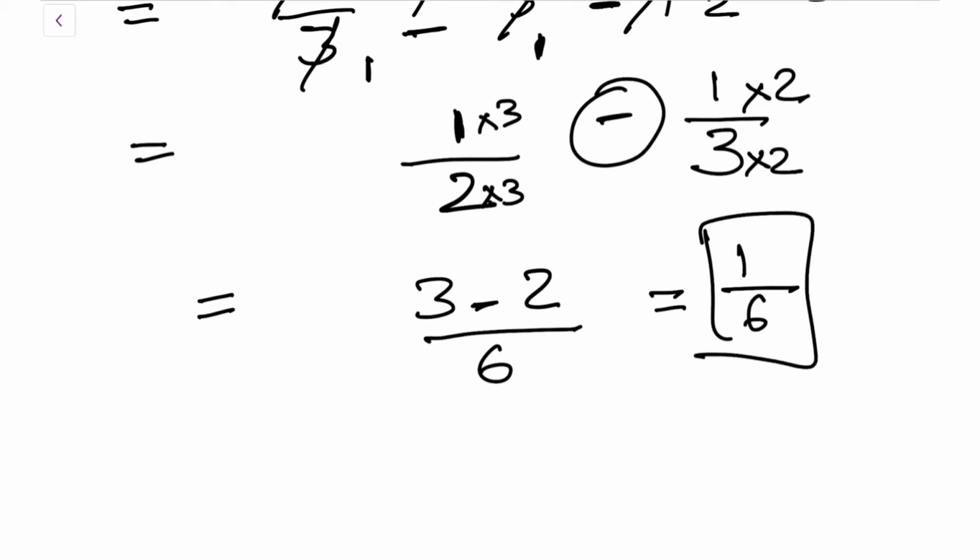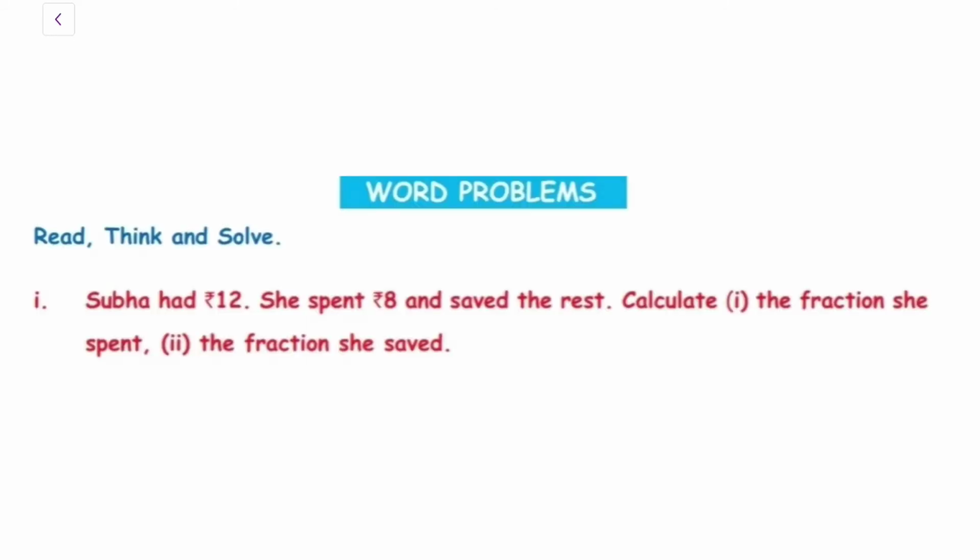That is your answer. Now let's look at solving a couple of word problems. Here's your first one. Subha had 12 rupees. She spent 8 rupees and saved the rest. Calculate, number 1, the fraction she spent. Number 2, the fraction she saved. How do we do this?